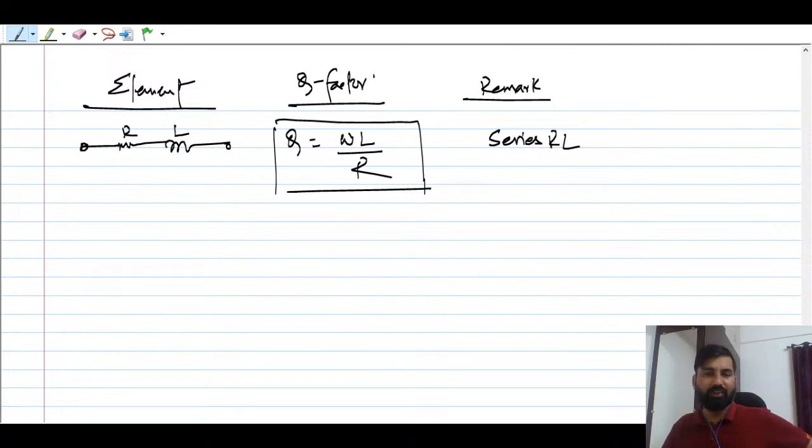This R will always be in the denominator. Why? Because the Q factor is defined as 2 pi times the maximum energy stored upon the maximum energy dissipated. So resistance should always be in the denominator, right? L by R is nothing but the time constant of the circuit, and Q is omega times the time constant of the circuit.